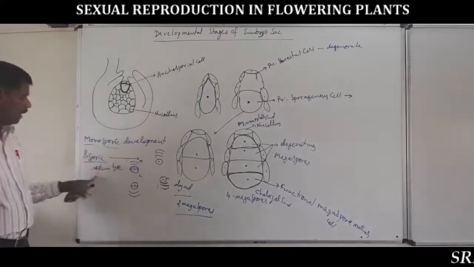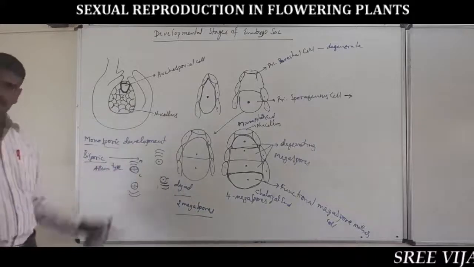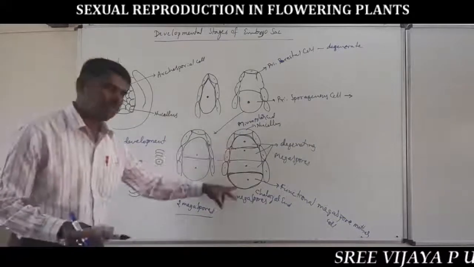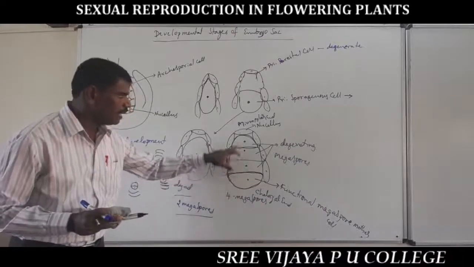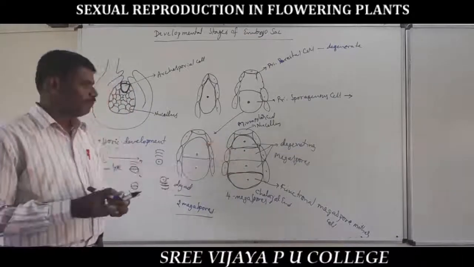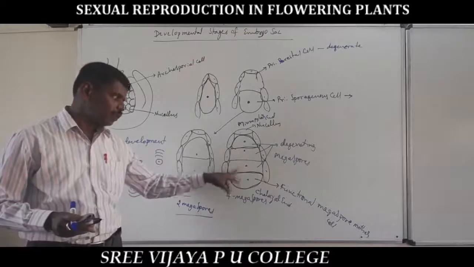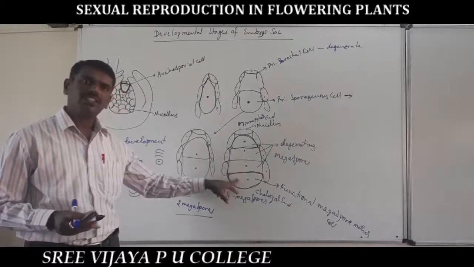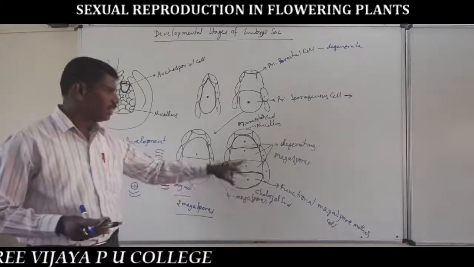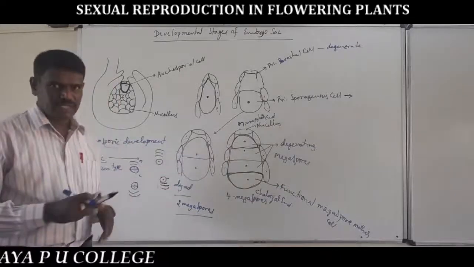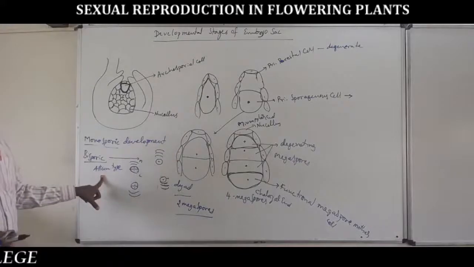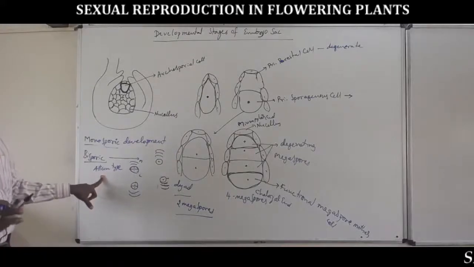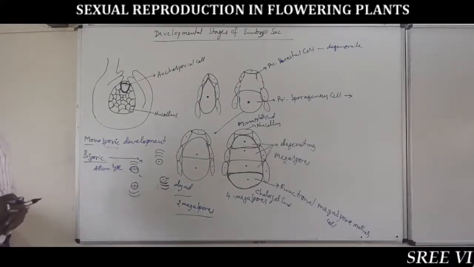Oleum type. In oleum type of bisporic development, here there are 4 cells; the 2 cells below remain and the 2 cells above degenerate. The cells which are remaining towards the chalazal end act as the functional megaspore. The two at the top degenerate. So that is the type we call oleum type of embryo sac development.